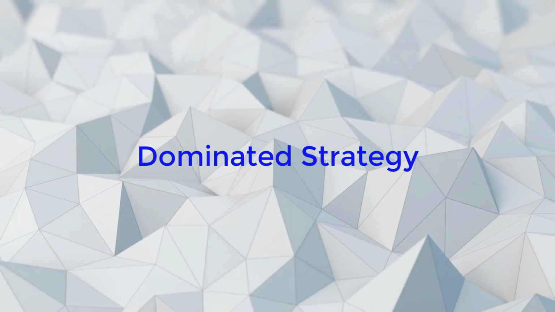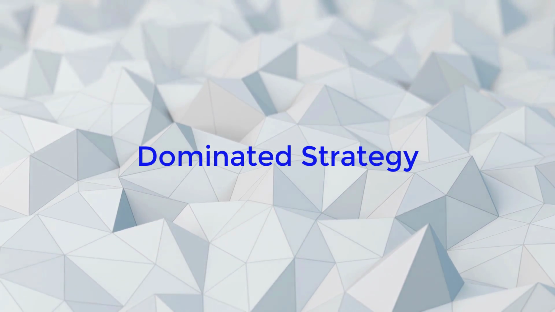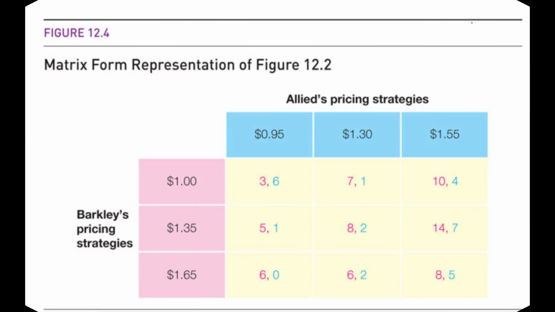Okay, let's look at figure 12.4. It shows a 3x3 simultaneous game. This game does not have a dominant strategy equilibrium. For example, if you look at player Barkley, then playing $1 pricing generates 3, 7, 10 depending on the opponent's reaction.